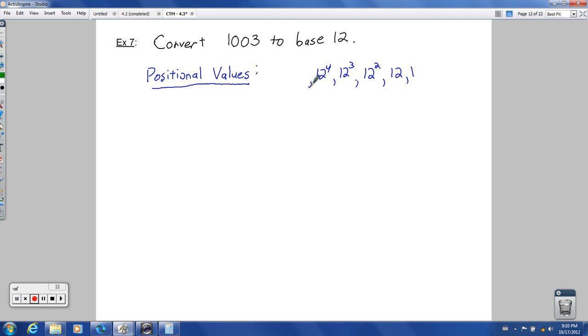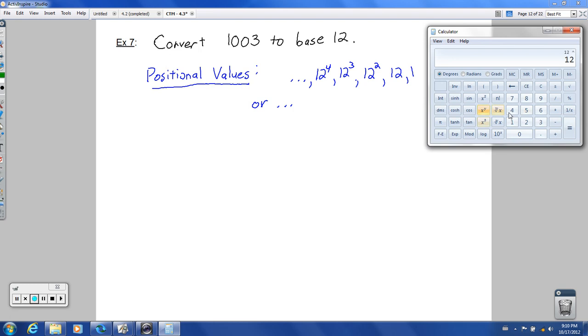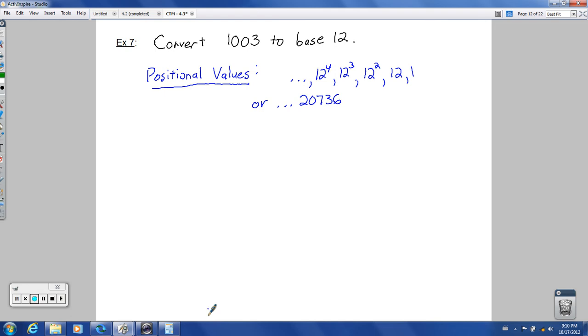So what is that the same as? 12 to the fourth, I don't even have that one in my notes, so let me get my calculator out. There's my power button. 12 to the fourth power is 20,736. Let me double check that. Yep. And then 12 cubed is 1,728. I didn't really need to write 12 to the fourth, but I'll just keep it in there. So 12 squared is 144, and then I have the 12 and the 1. All these match up like you see there.